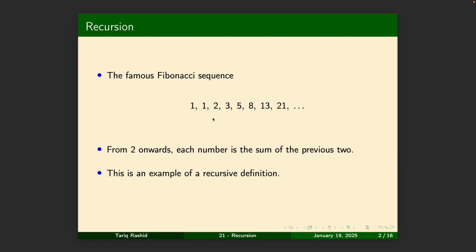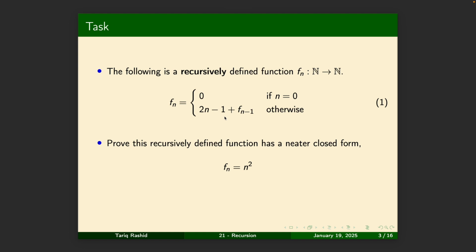There are many others. Some of them are actually simpler. This isn't the simplest one because this is using two previous values. Simpler ones will just use the previous value, and that's what we'll look at today. So let's look at a task that we're setting ourselves, and that'll frame our discussion today.